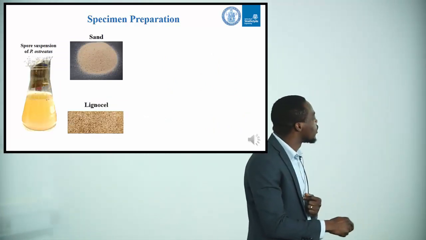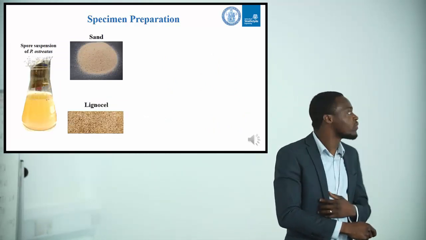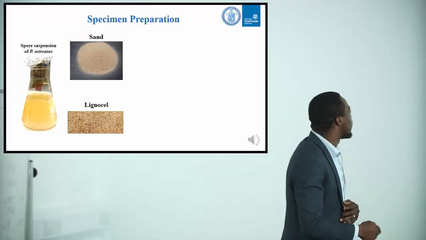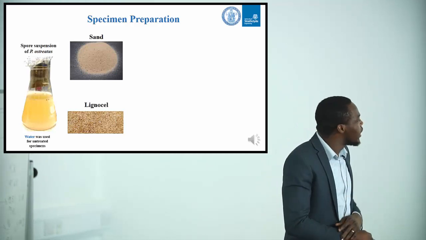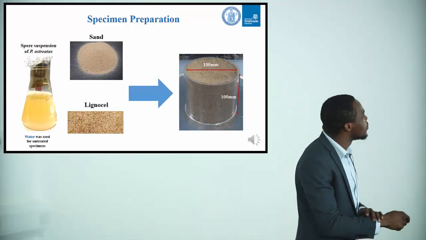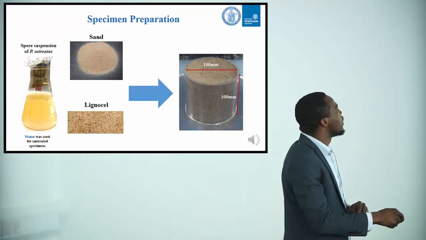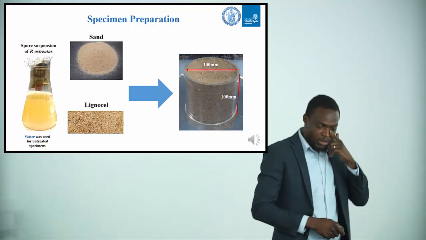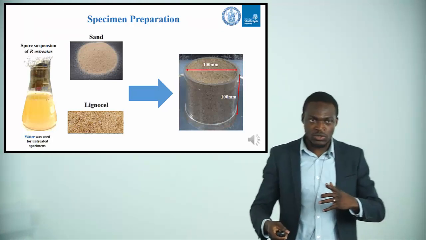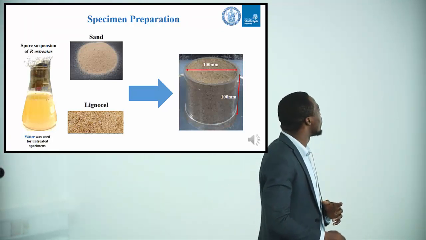Lignocell is just a source of food for the fungi, organic matter, fibers. And then for the control, we use water instead of the spore suspension. And this is produced into the specimen, which is in the mold. The mold is 100 millimeters in height by 100 millimeters in diameter. This mold is used because it fits into the apparatus, which I would describe very shortly.